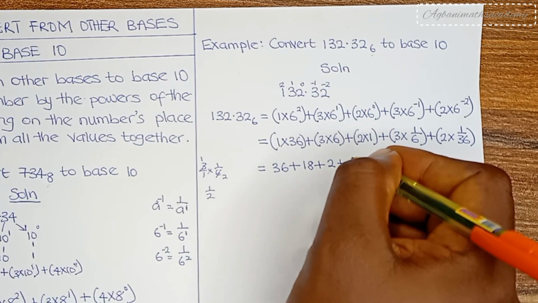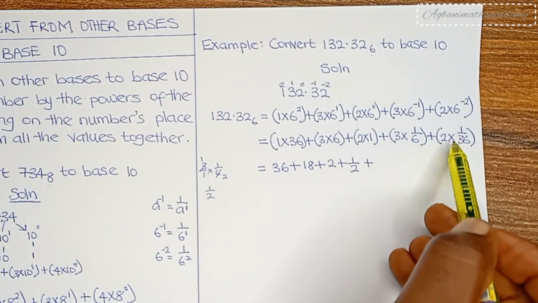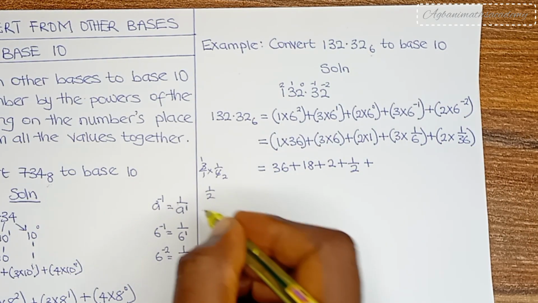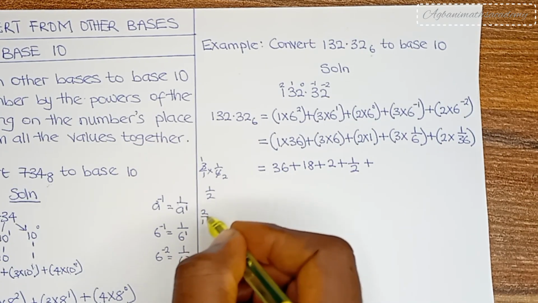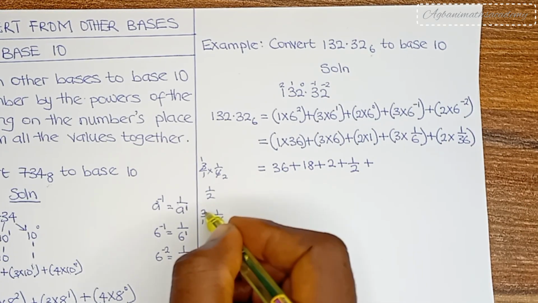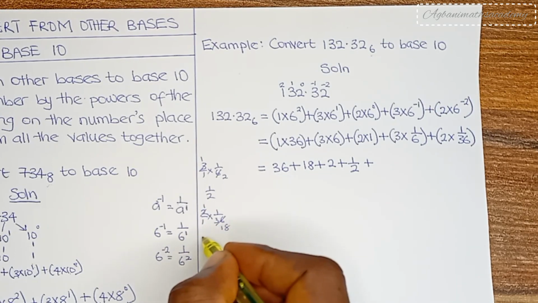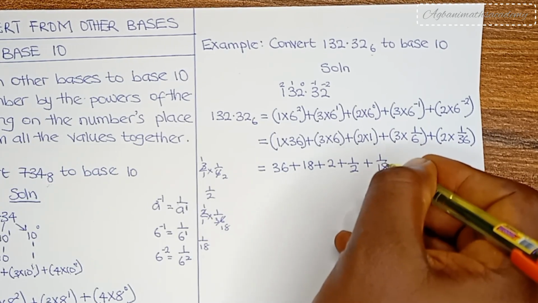So this will give us 1 all over 2 plus 2 times 1 all over 36. This will give us 2 all over 1 times 1 all over 36. 2 here, 1. 2 here, 18. So this will give us 1 all over 18. So we have 1 all over 18.